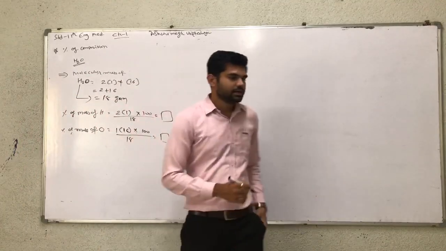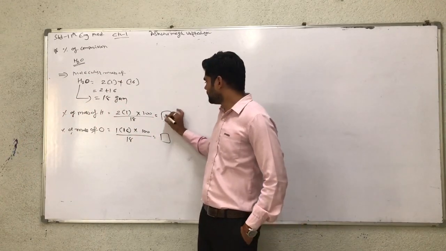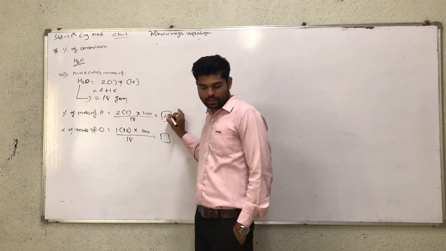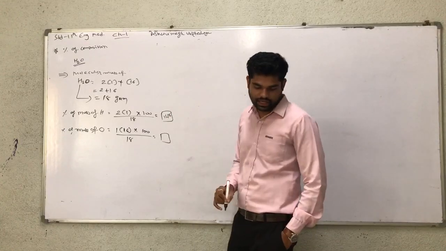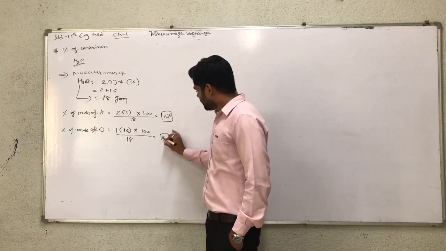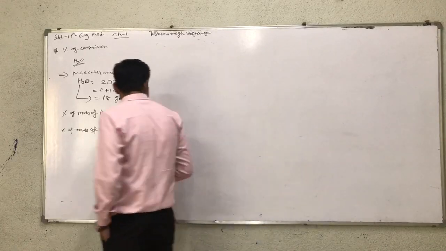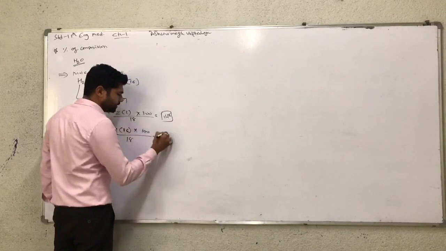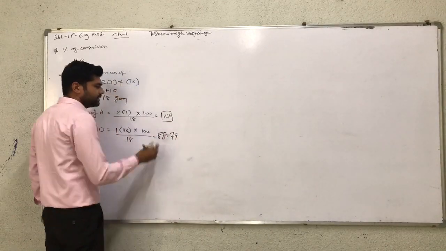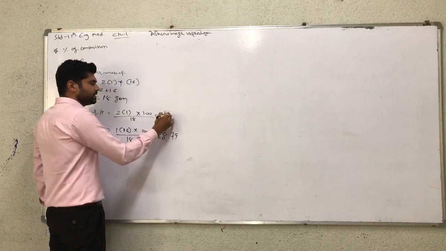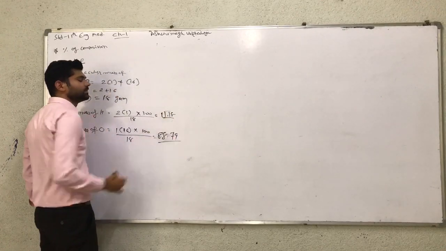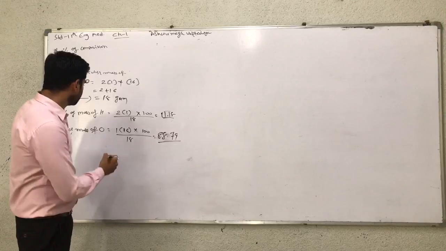So the percentage of hydrogen is 11.18 and of oxygen is 88.79. So oxygen 88.79 and hydrogen 11.18. So you get the answer.